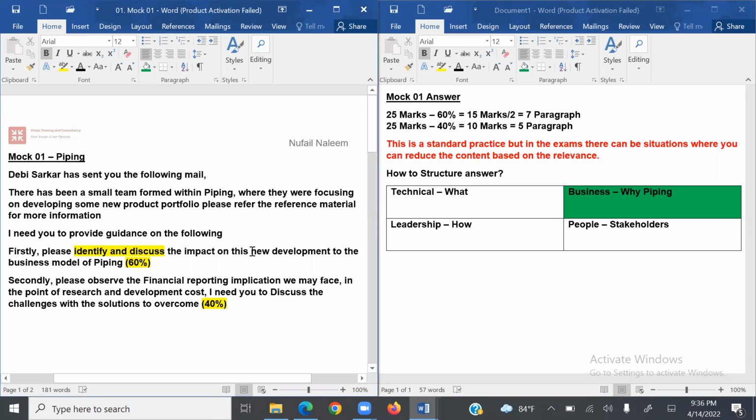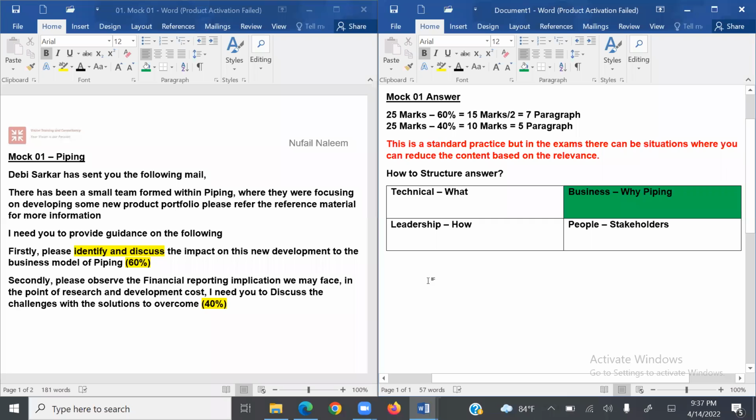So you need to be able to identify and discuss the impact of the new development to the business model of piping. Secondly, please observe the financial reporting implication we may face in the point of research and development cost. I need you to discuss the challenges with the solutions to overcome.